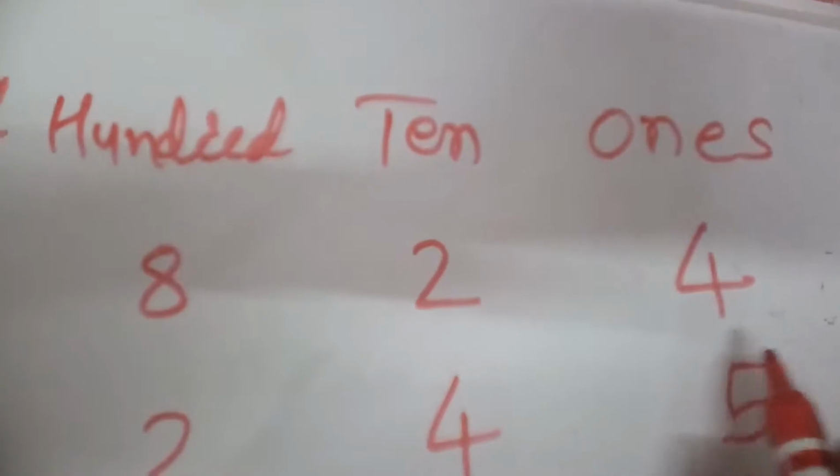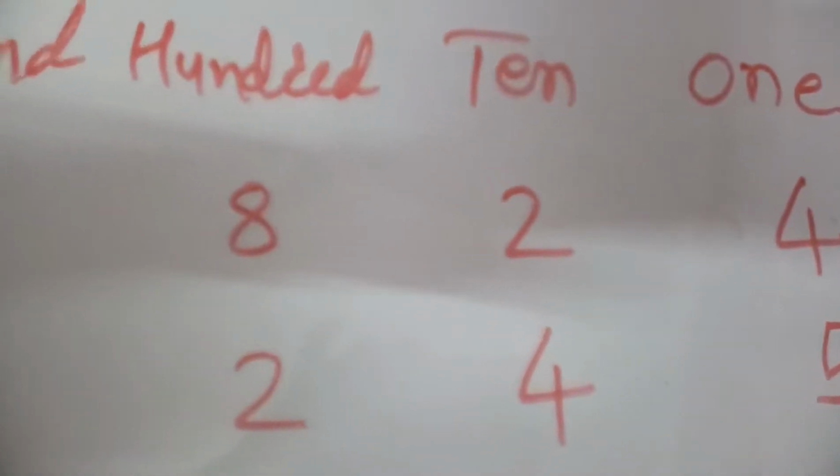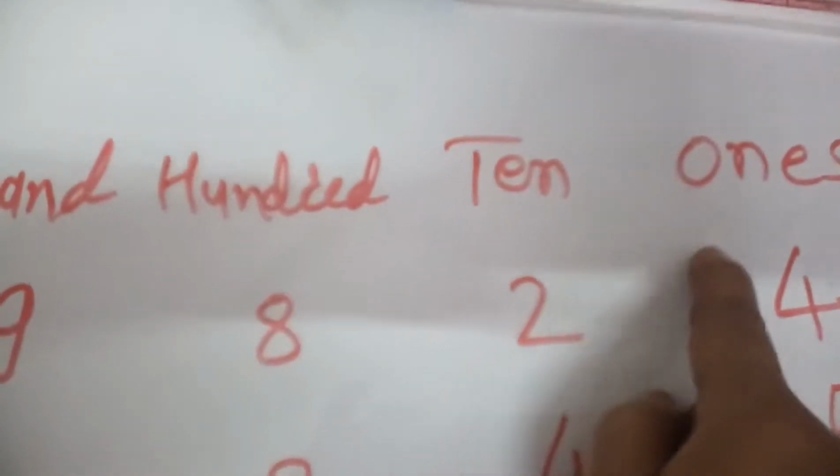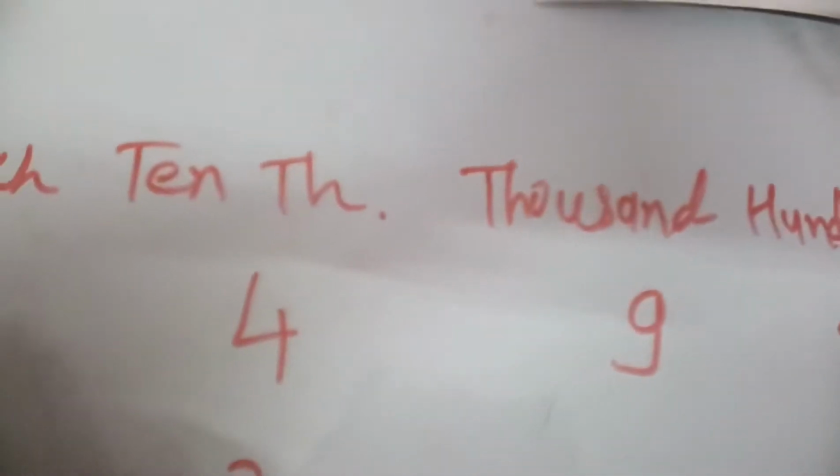824. And you have to write these numbers in the place value table like this. You have to prepare the place value table. First ones, 10, 100, 1,000, 10,000, then lakh, 10 lakh, then crore and 10 crore. And you will write the numbers in the appropriate places.